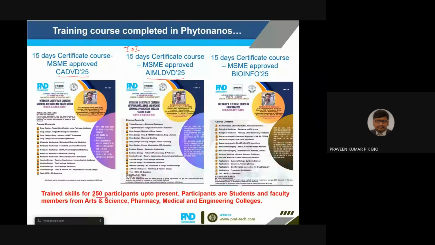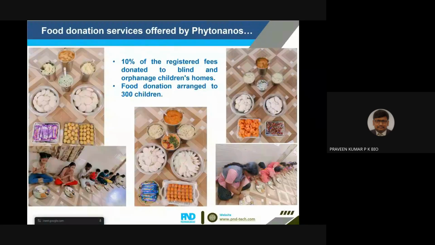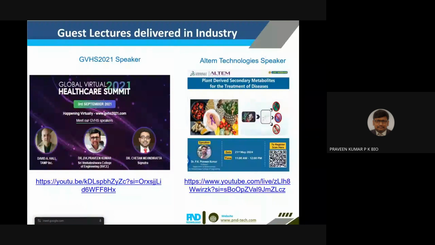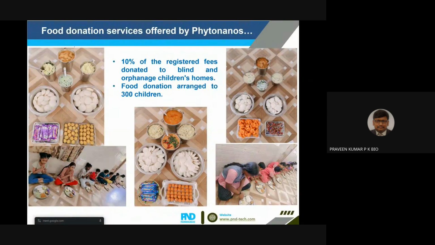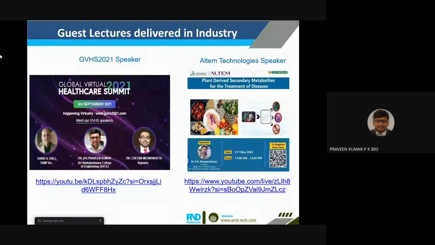Many students and faculties from arts and science, pharmacy, medical, MBBS, MD students, and even engineering colleges, IIT professors, directors are also joining our course, and they are acquiring this kind of continuous learning process. Of course, we are also offering food donation, so this is something we are doing in addition.